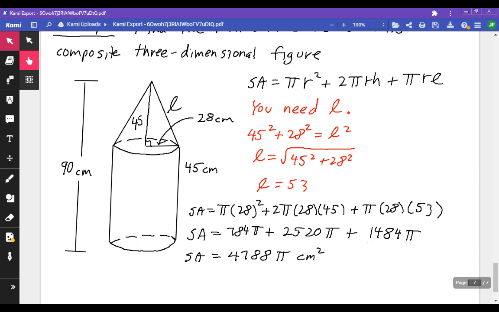If they wanted that to be as a decimal, of course, we know what to do. You just have to put in 3.14 for pi. Okay, let's summarize what we did here today. We learned the surface area of two new shapes. We started out with the pyramid.